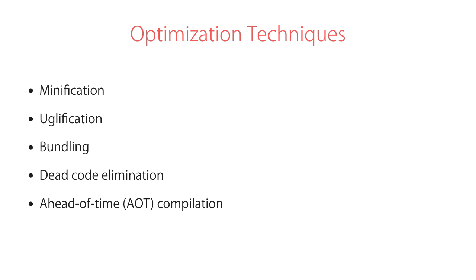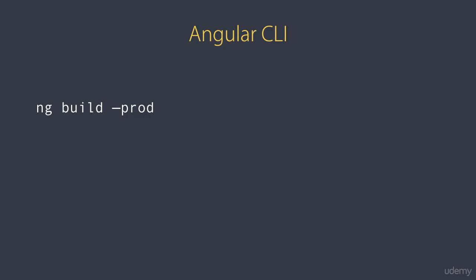Now here's the good news. We can apply all these optimization techniques using a single command with Angular CLI. So when we build our application using Angular CLI with the prod flag, Angular CLI will produce highly optimized bundles. And then we can simply deploy these files to a non-development machine. You're going to see this later in this section. So first, let's take a look at ahead of time compilation.